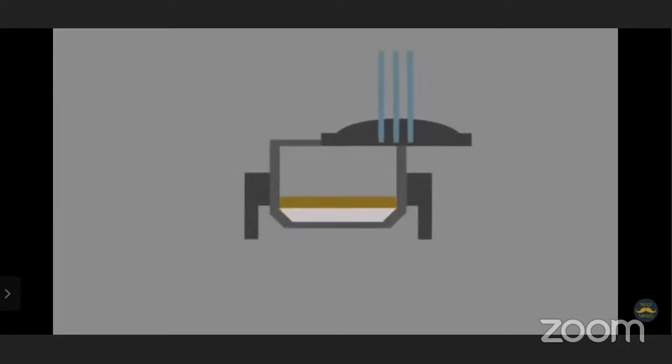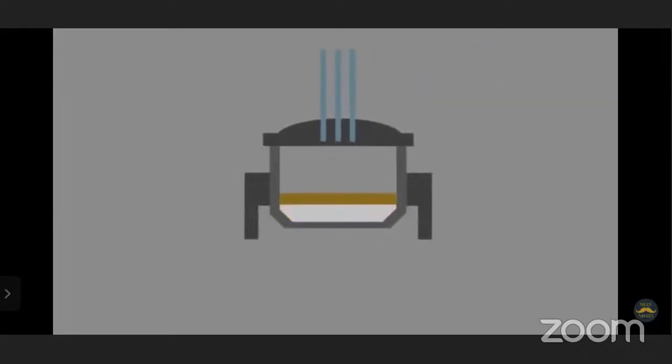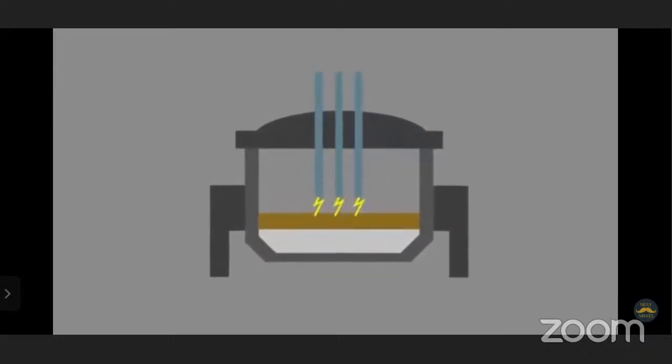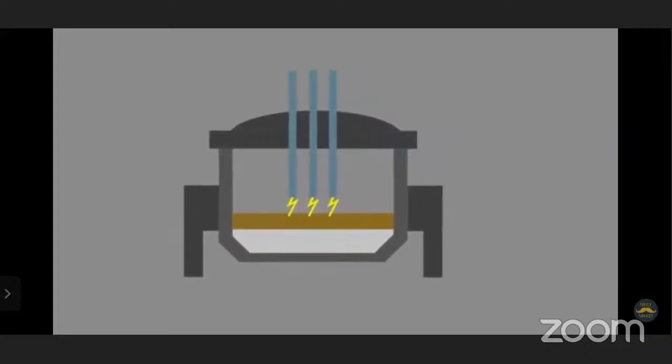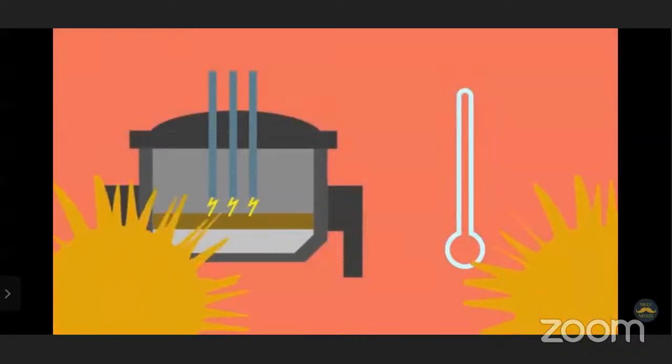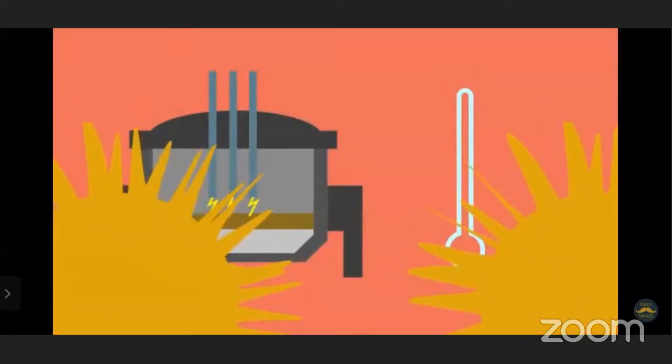The furnace lid is swung into place, and 3 graphite electrodes are lowered into the furnace. A powerful electric current is passed through the electrodes, creating an arc. The arc reaches temperatures of about 12,000 degrees Celsius or 21,500 degrees Fahrenheit. This is twice the temperature of the surface of the sun, and consequently, the heat generated melts the steel scrap.